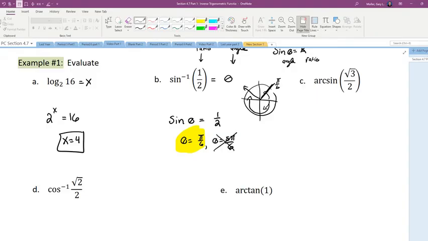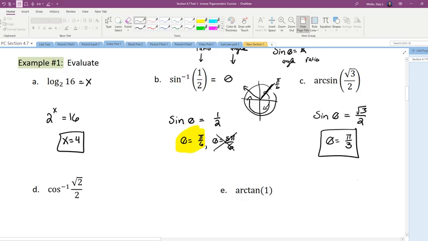All right, so the next question, arc sine of root 3 over 2. Notice I changed the notation. But it means the same thing. So all I have to do is answer this question. Sine of what angle equals root 3 over 2? And root 3 over 2, we should recognize as a 60-degree angle for sine. And so this is going to be theta equals pi over 3. There are other answers that theoretically would work here, but we're going to give just the primary answer, which is the first one.